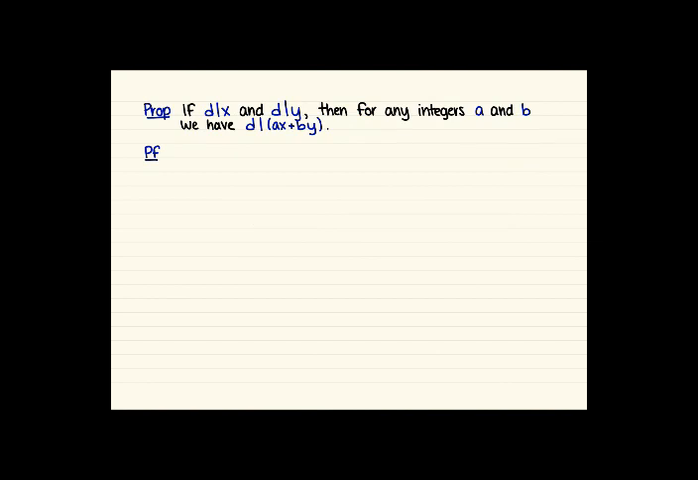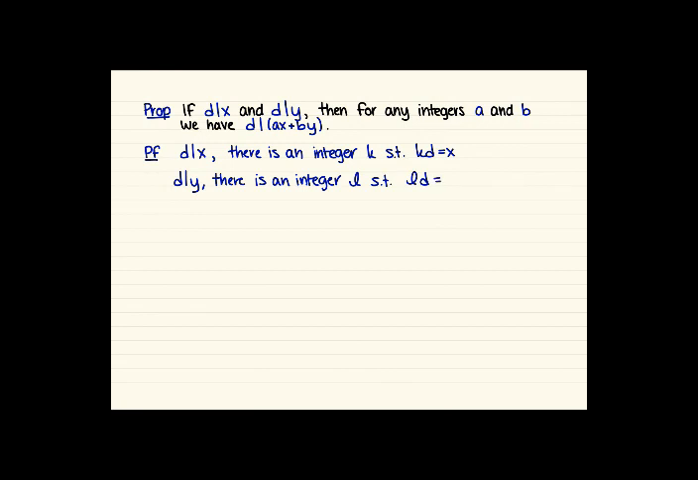So another example of how we can use this to prove things: if d divides x and d divides y, then for any integers a and b, we have d divides ax plus by. So d divides x, so that means there is an integer k such that kd equals x, and d divides y, that means there is an integer L we'll use such that Ld equals y. And now we want to show that d divides ax plus by.